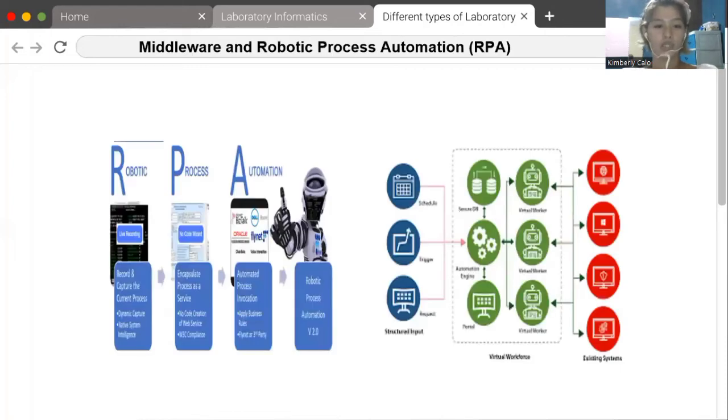So, this is Robotic Process Automation, or RPA. R is to record and capture the current process. Encapsulate the process as a service. A is for automated process invocation. This is an example of middleware and robotic process automation, or RPA.